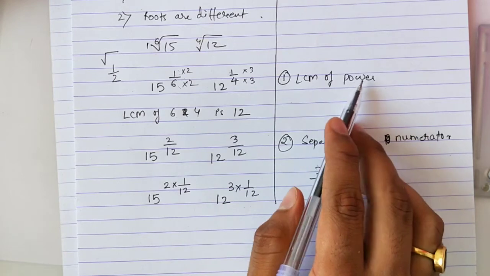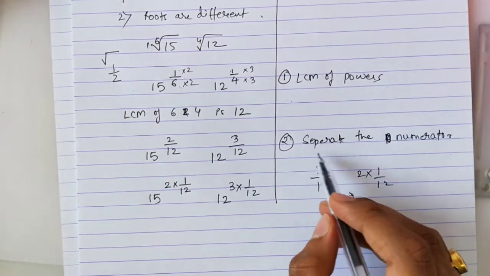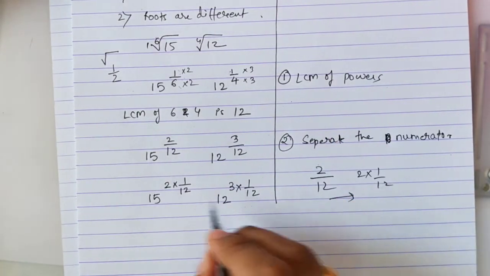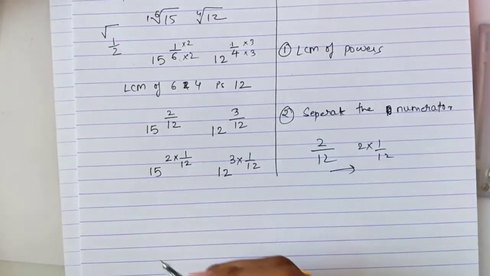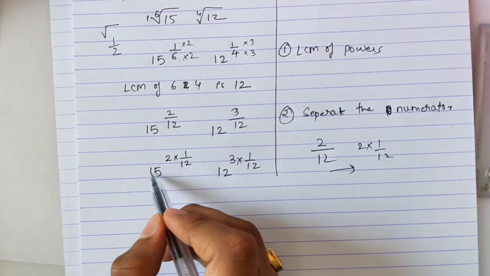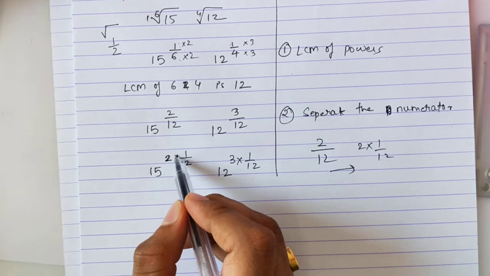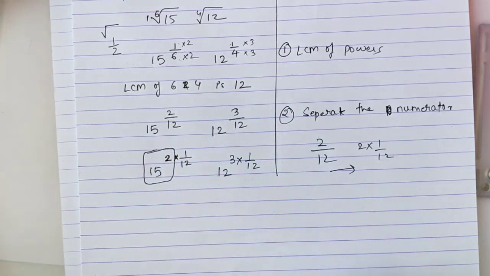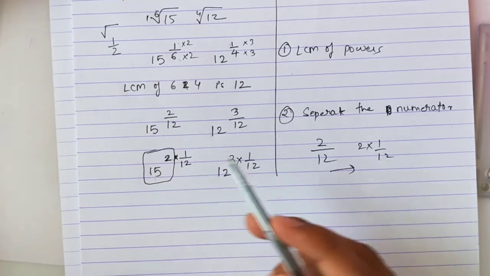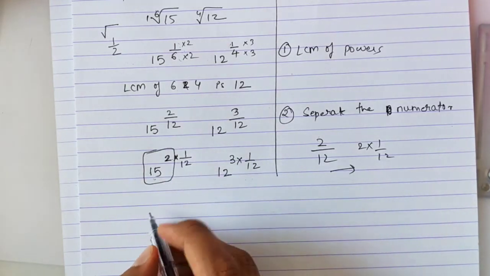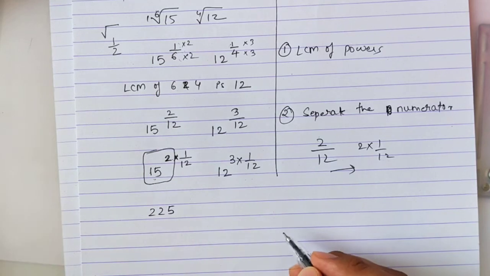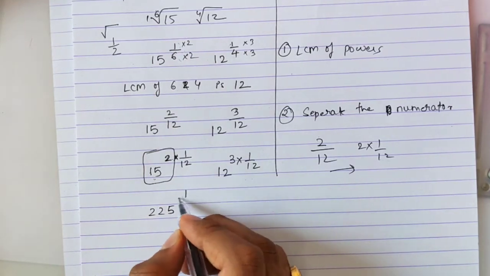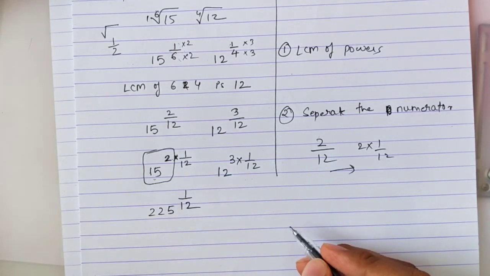Okay, first step was to take the LCM of powers, and second step to separate the numerators. Now the numerator is separated. Now this is 15 raised to 2 into 1 upon 12. So I'll find the value of 15 raised to 2. See, 15 power 2. What is the value? 15 square means 225 to the power 1 upon 12.